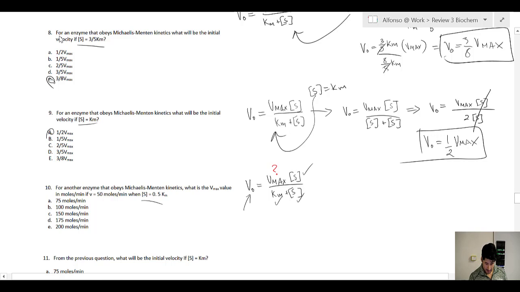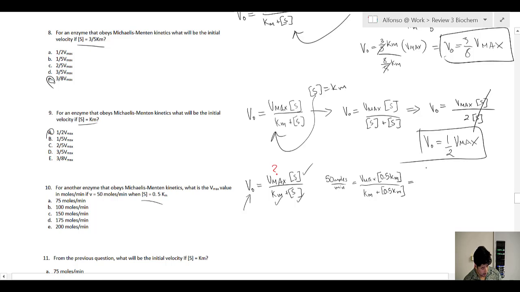All right, so let's plug that stuff in. So this is the initial velocity right here, 50 moles per minute. So 50 moles per minute. This is equal to Vmax times the substrate concentration. The substrate concentration is 0.5 Km, so I'm going to substitute 0.5 Km. And then at the bottom we still have Km plus 0.5 Km. And what does this look like?